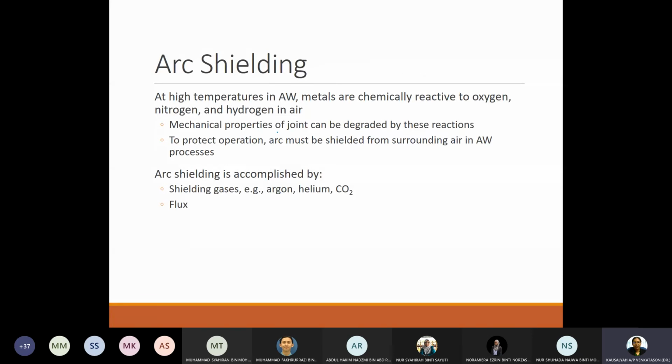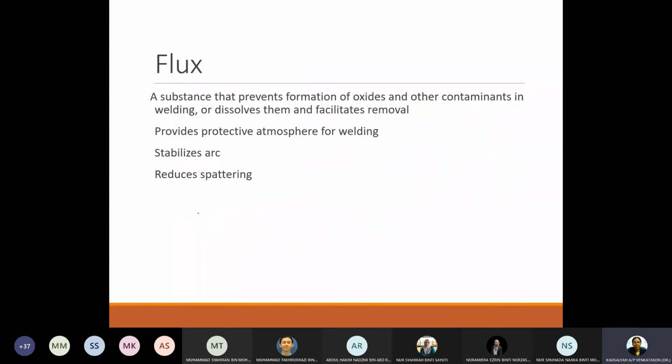And then we have the shielding arc. At high temperatures in arc welding, metals are chemically reactive to oxygen, nitrogen, and hydrogen in the air. So the mechanical properties of the joint can be degraded when these kinds of reactions take place. To protect the operation, we need a shield from the surrounding air. So arc shielding is accomplished by shielding gases like inert gases such as argon and helium, and non-inert gases like carbon dioxide, and we use flux.